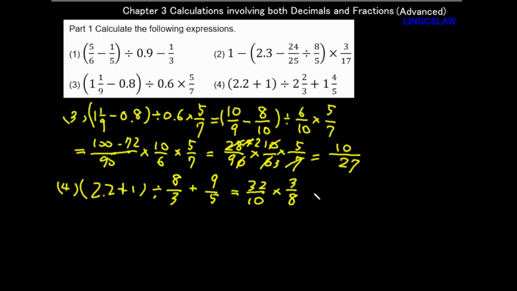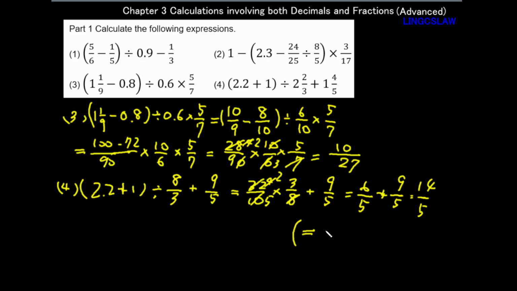3 over 8 plus 9 over 5 equals, okay, so the denominator is 5 and the numerator is 2 times 3 equals 6 plus this one equals 14 over 5. This is the answer. Okay, maybe if you want to change this so the numerator is smaller than the denominator, so 2 and 4/5. Okay, that's it for part 1.